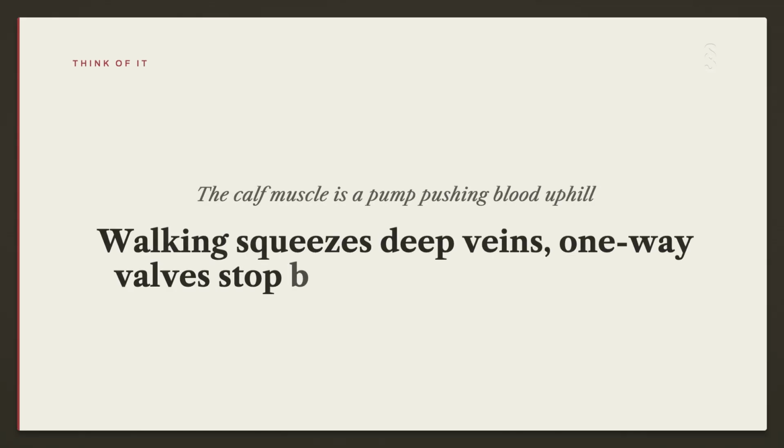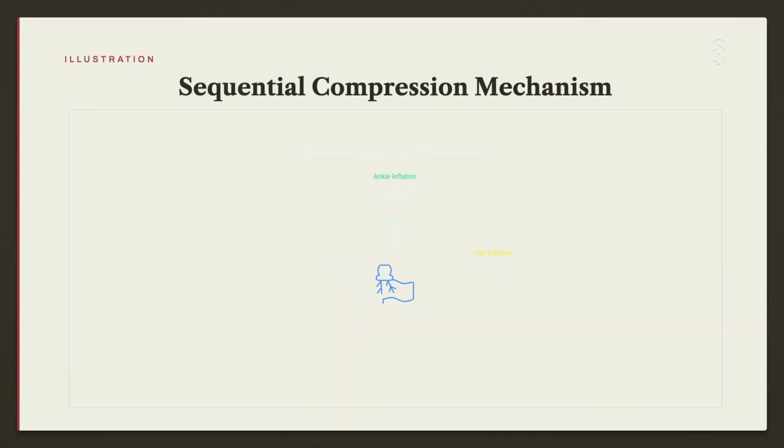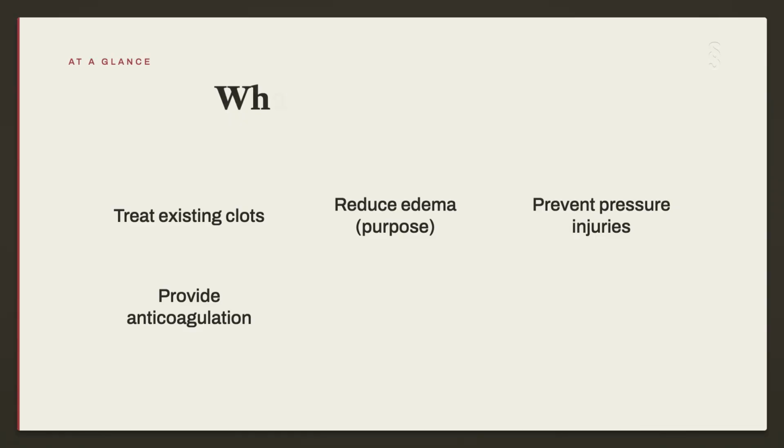Normally, every step you take contracts the calf muscle, squeezing deep veins and pushing blood upward toward the heart, while one-way valves keep it from falling back. Immobility, bed rest, anesthesia, or injury shuts the pump off entirely, so blood pools and stasis sets in. The sleeve inflates in sequence, ankle first, then calf, then thigh, mechanically pushing venous blood upward exactly as the calf muscle would. During deflation, veins refill with fresh blood, keeping flow moving instead of stagnant.